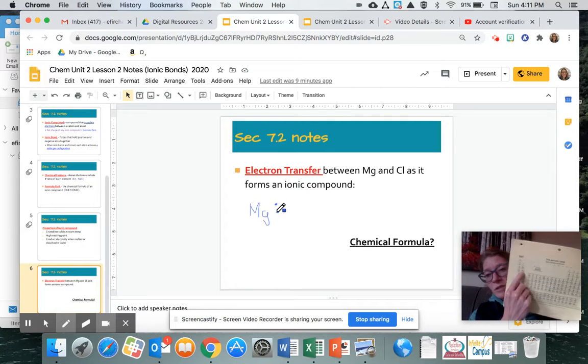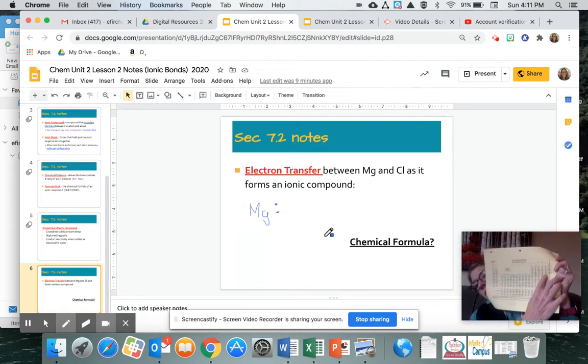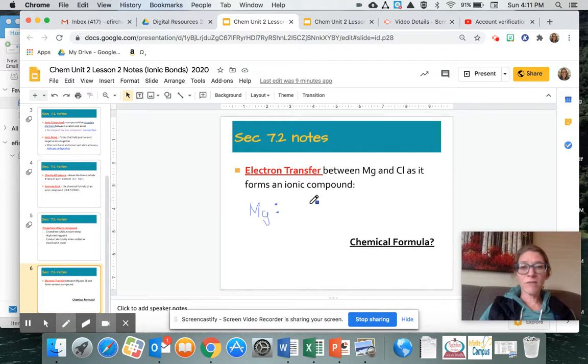If you look on the periodic table, magnesium is over here. It's in group 2, which means it has 2 valence electrons. So you would draw those 2 valence electrons. Chlorine is over in group 7, which means it would have 7 valence electrons. So we'll draw the 7 valence electrons around chlorine. All right, so magnesium, when it forms an ion, wants to lose those 2 valence electrons. Chlorine wants to gain 1 more, so it has a full 8 valence electrons.